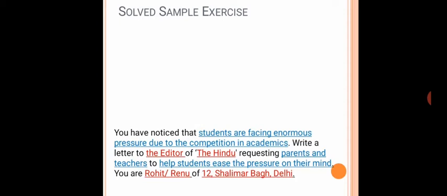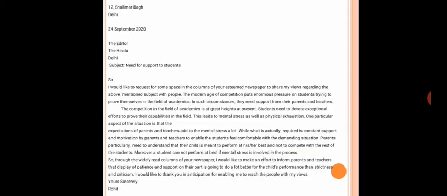The editor of the Hindu is the person who will be receiver of the letter. So receiver's address is the editor, the Hindu. Rohit or Renu is the name. So we will sign off with this name. 12 Shalimar Bagh, Delhi is the address that has been given to us. So this will be the sender's address.